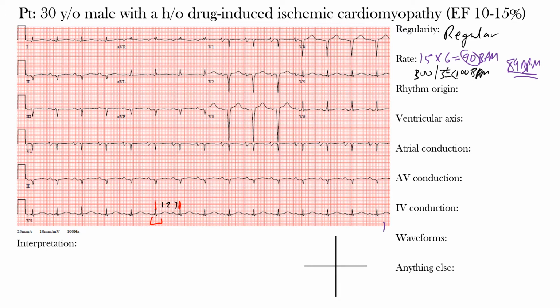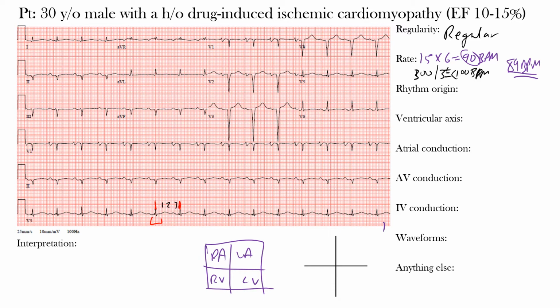So one of the main things we want to look for is the upright P waves. And upright P waves, we want to see them in leads 1, 2, AVF, V4 through V6. And why do we want upright P waves? Well, imagine that you have your right atrium. So let's draw our heart here. Here's our right atrium. This is our left atrium, right ventricle, left ventricle.